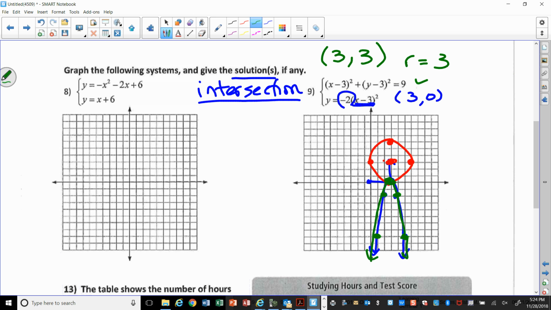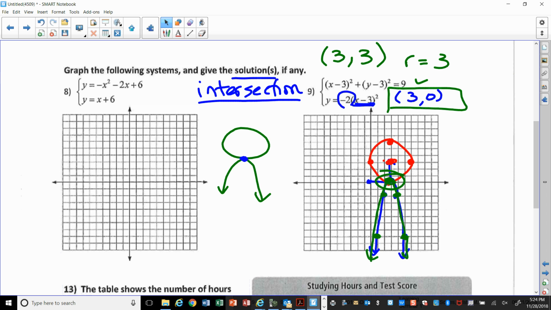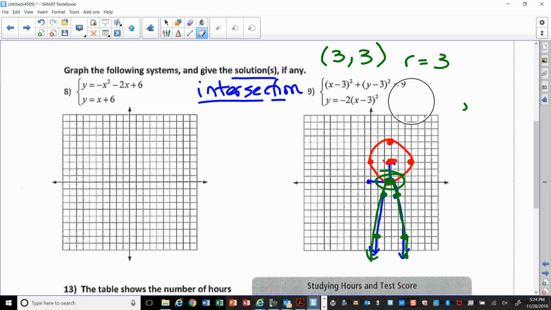So this point right here, the vertex, actually is the point that they both have in common. That is the solution. They only have one point in common. You have their circle here, and then it's like tangent right there. Okay? So the one solution is right there, the point that they both have. And if I substitute in, all right, 3 and 0. All right, the solution is 3, 0.